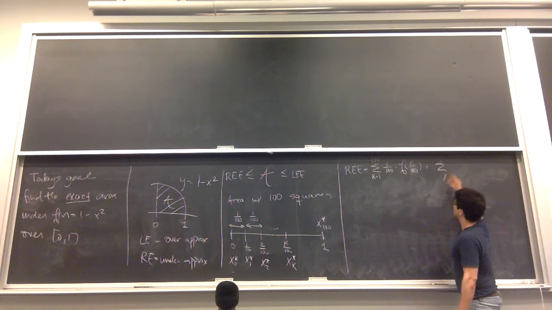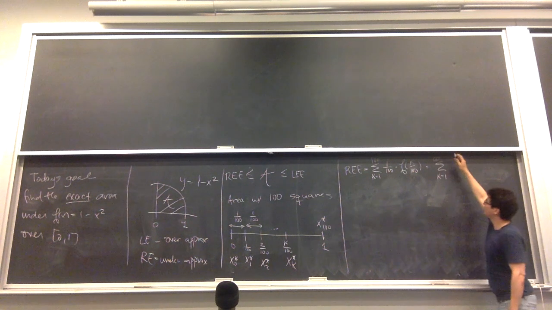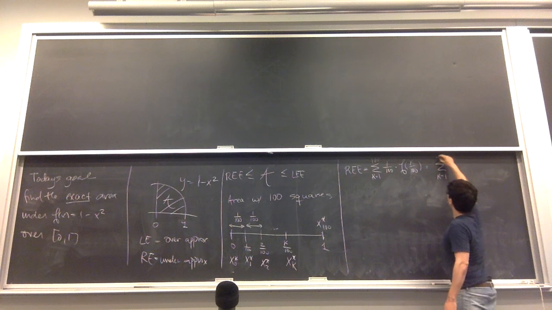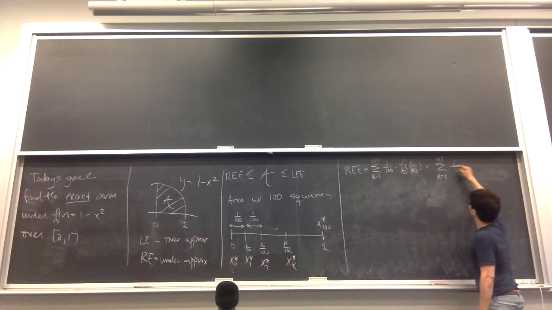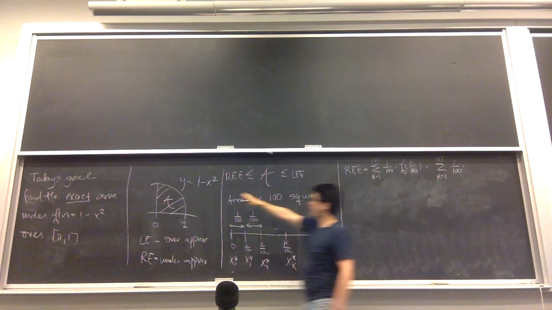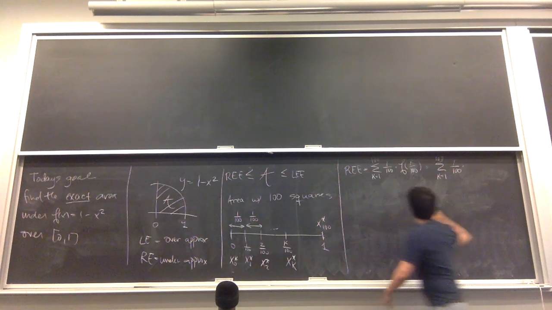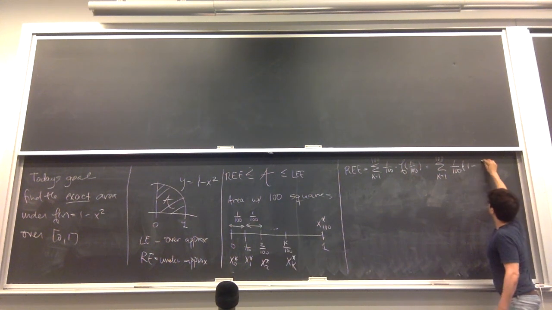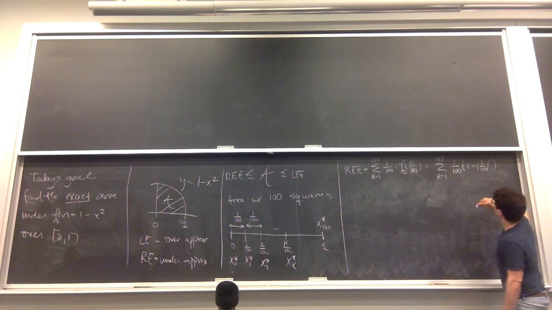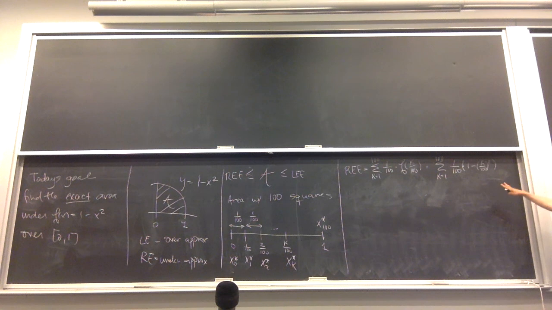This goes to the sum, k equals 1 to 100, 1 over 100 times f evaluated at that point, but our f is 1 minus x squared. So we're going to have 1 minus k over 100 squared, and we want to sum that. And this is going to give us a right endpoint estimation with 100 rectangles.